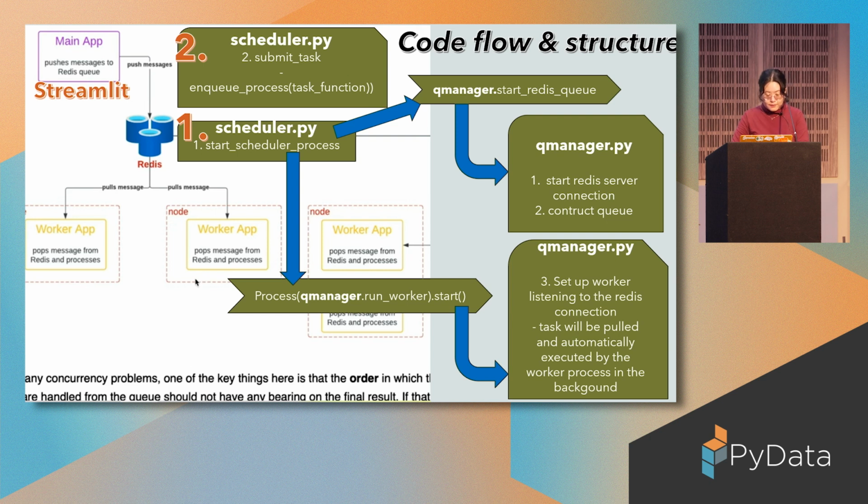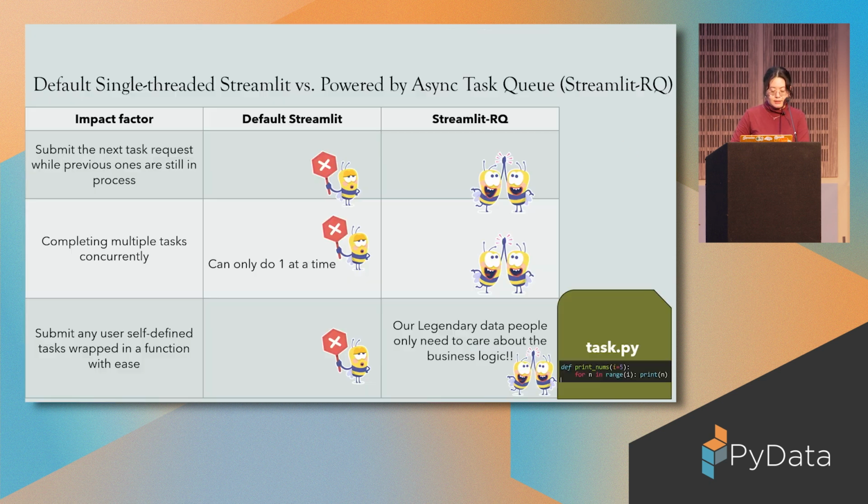And then the second step in the scheduler module, we write an in-queue process. This is where the task is submitted through the Streamlit app, and then it lets all the configuration do its work.